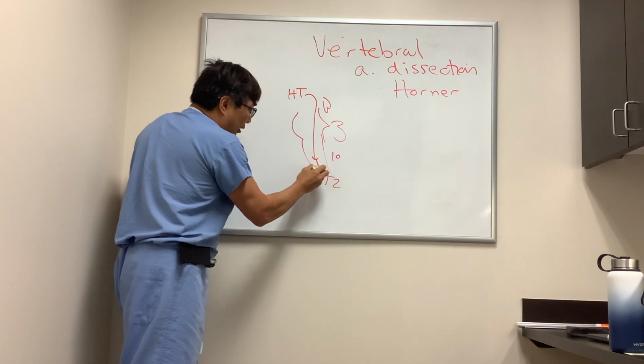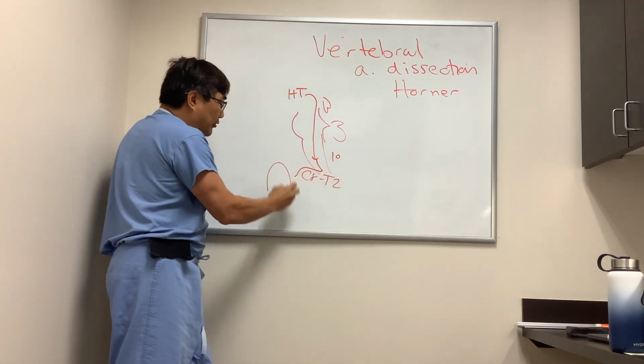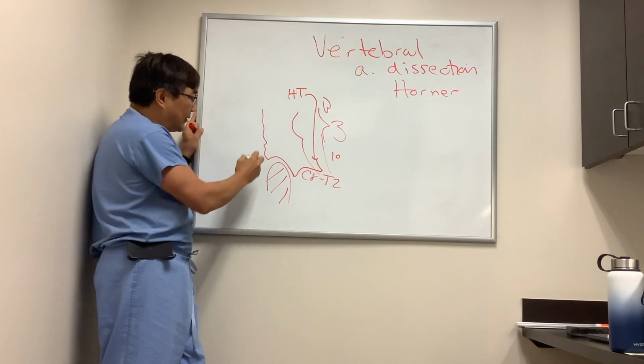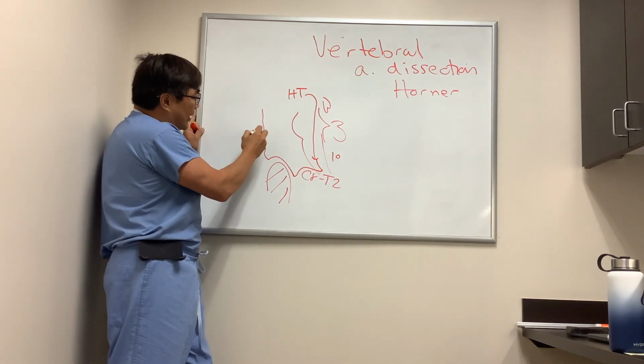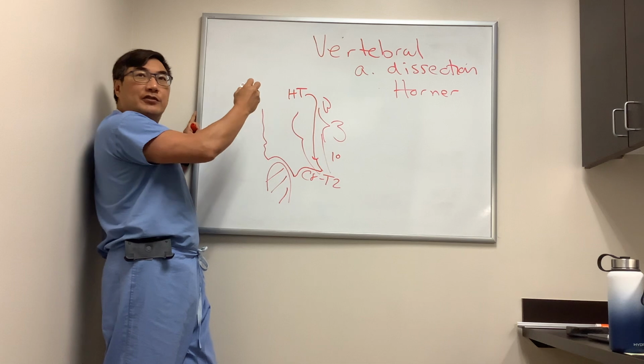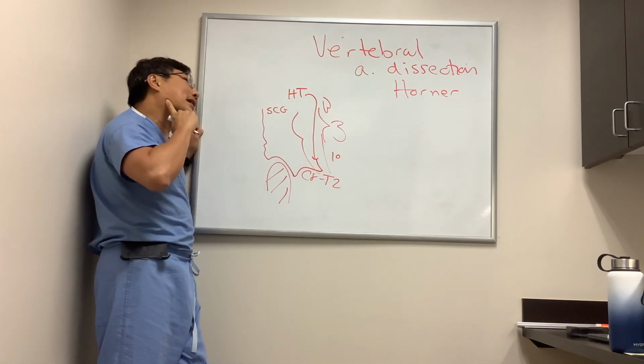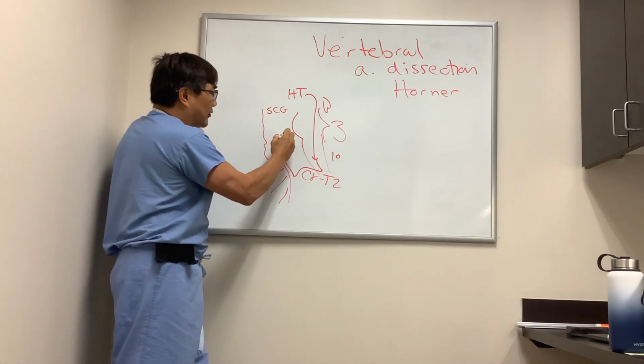The second order neuron exits the white rami, goes over the apex of your lung, and ascends up the sympathetic chain. So it passes through the inferior cervical ganglion, the middle cervical ganglion, and then synapses in the superior cervical ganglion, which is about at the level of your jaw here. That is the second order neuron.